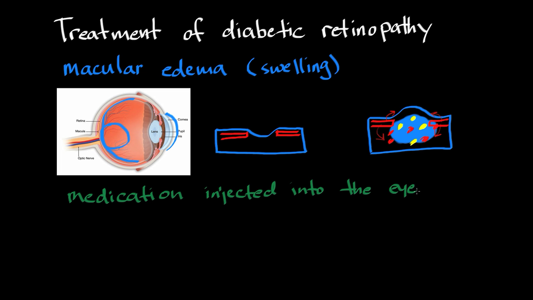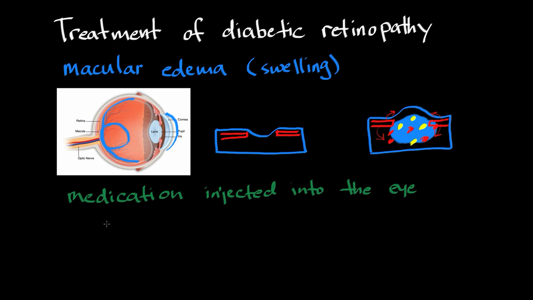And the purpose behind injecting medicine into the eye is to try to get these blood vessels to leak less. There are certain chemicals and hormones that are produced in the retina in patients with diabetic retinopathy that cause these blood vessels, or these pipes, to leak. And these medications stop that leakage.